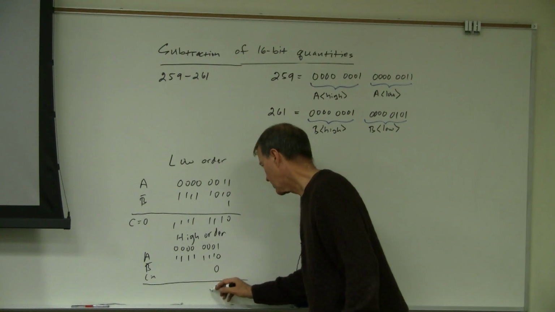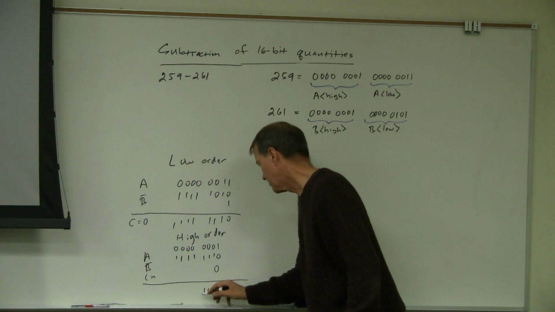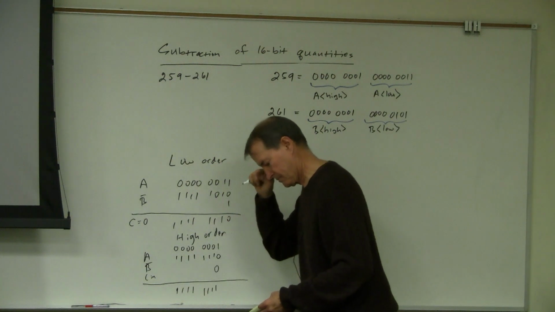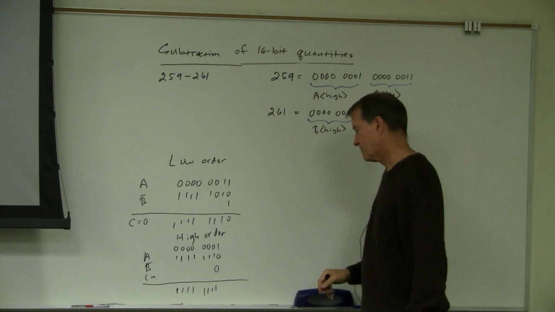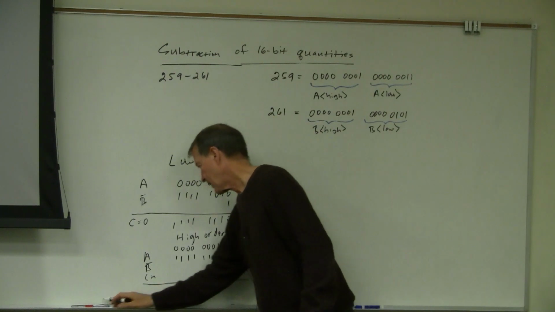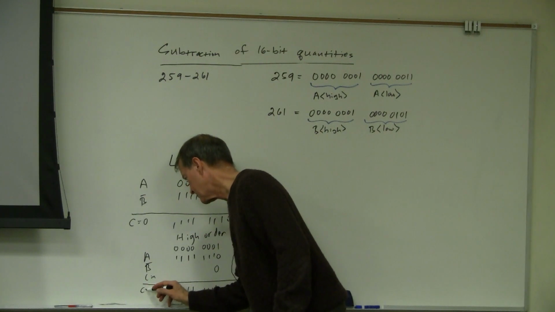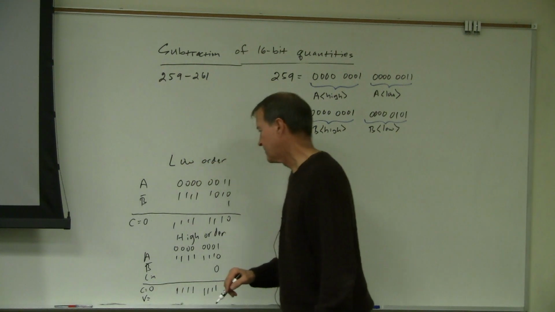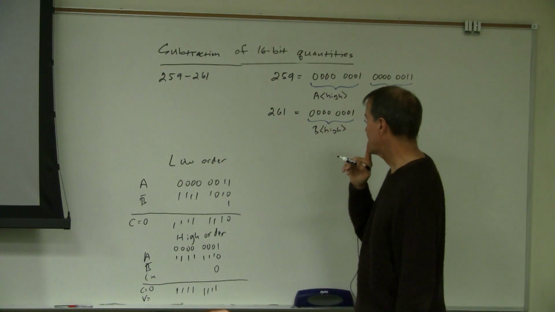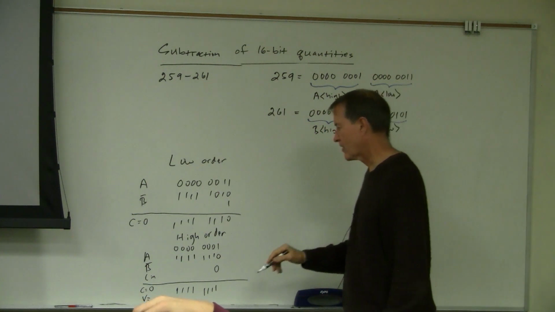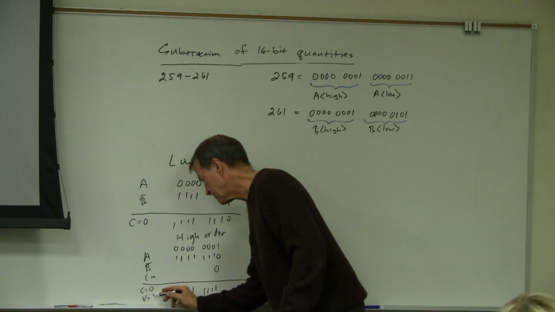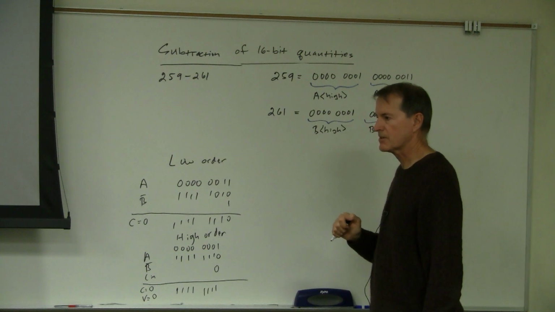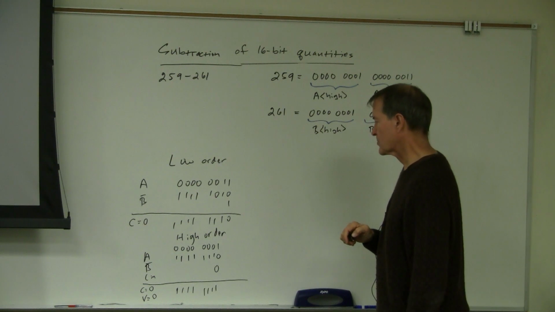So now what is this? 1, 1, 1, 1. Is that right? Did we do that right? And C is what? And V is what? I think it's 0. V is 0, right? V is overflow for signed quantities.